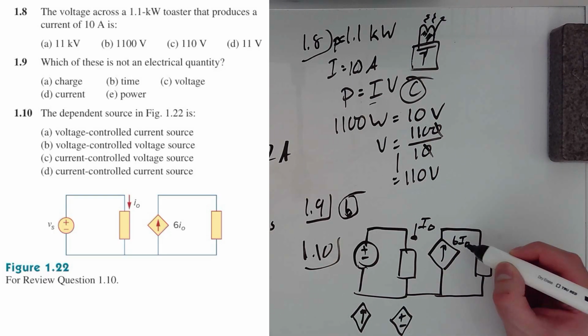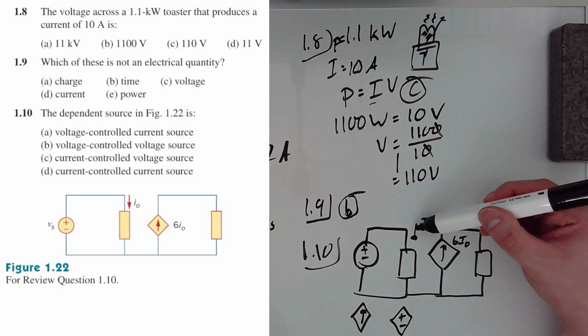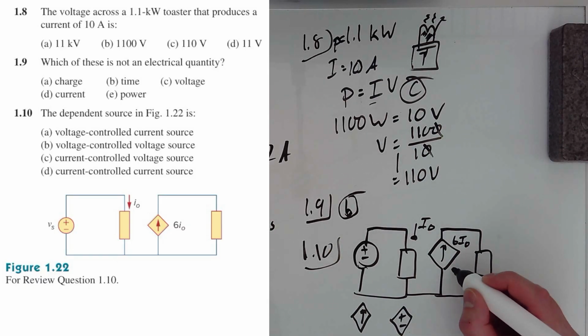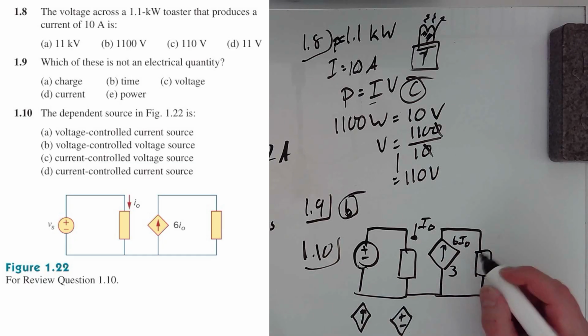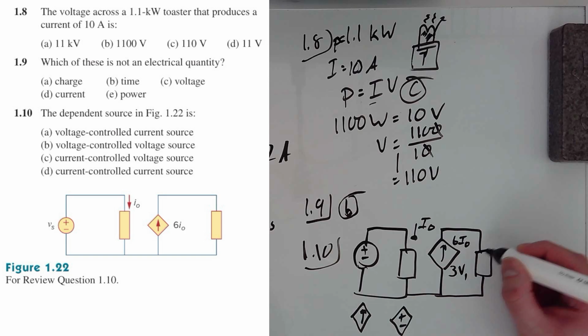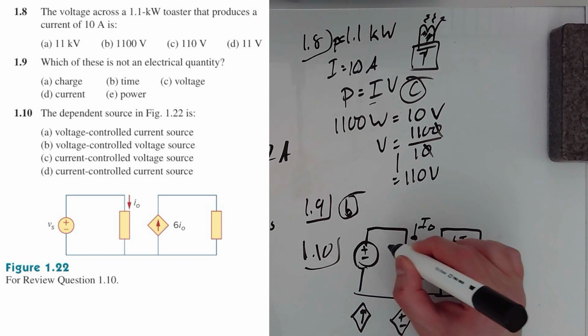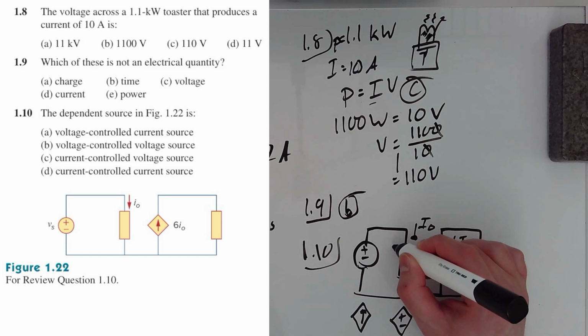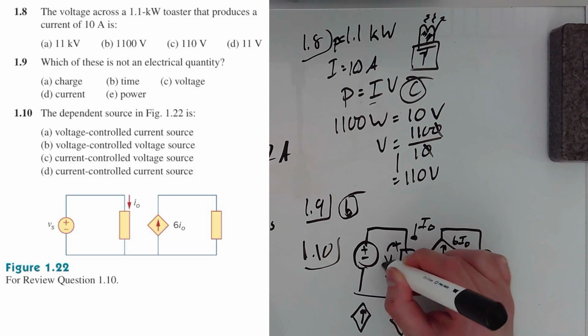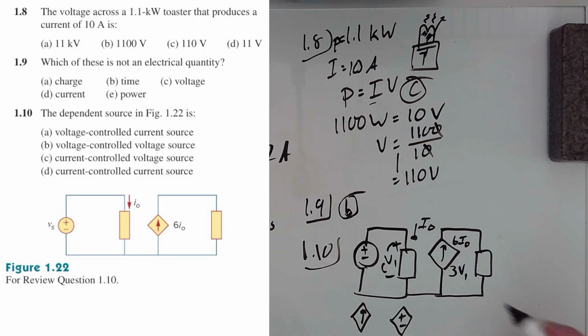And I0 is a current. We can tell because of this arrow here telling us where I0 is. It's the current in this wire. If it were voltage controlled, it would have like 3. The number isn't important. And it would say like V1, and V1 would be the voltage across that element. You'd do plus minus, and that would be voltage controlled.